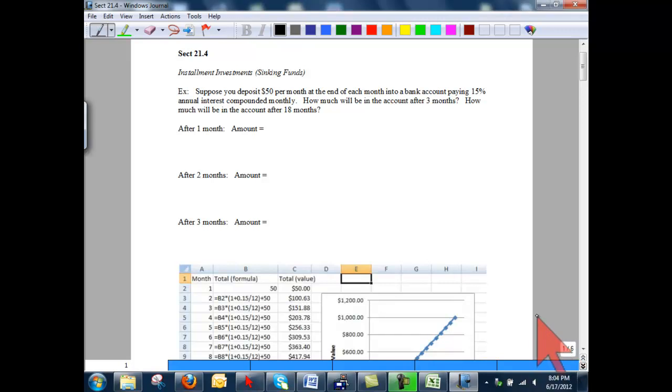Welcome back. Let's go ahead and finish Module 4, this Financial Mathematics unit. Here's an example of a more realistic kind of problem than what we've been considering so far.